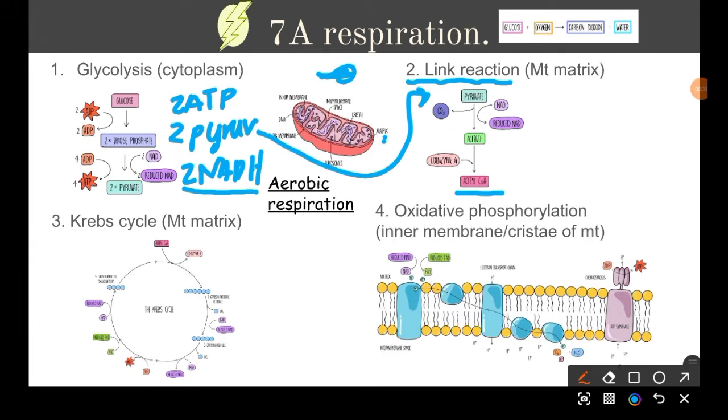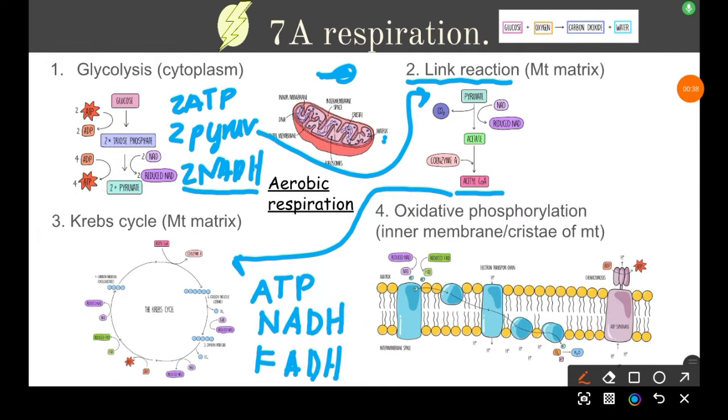This acetyl-CoA is gonna then enter the Krebs cycle. The Krebs cycle is a series of reactions that the acetyl-CoA undergoes to produce ATP, NADH, and FADH. The NADH is produced from NAD and FADH is produced from FAD.